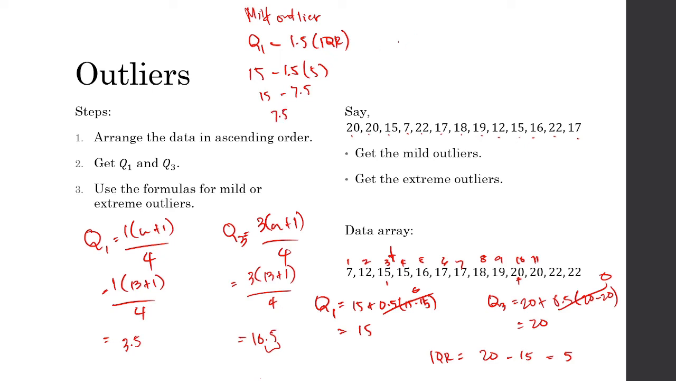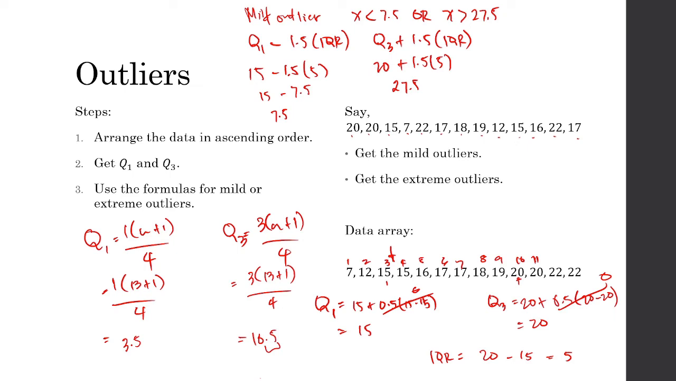And for the upper part of our mild outlier, we will have here Q3 plus 1.5 of the IQR. Okay, so same scenario, we will have here Q3, which is 20, plus the 1.5 of 5, which is actually 7.5 ulit. Then we will have here 27.5. It just means that our mild outlier will be x's that are less than 7.5 or x's that are greater than 27.5. And as you can see here, wala tayong ganong values.